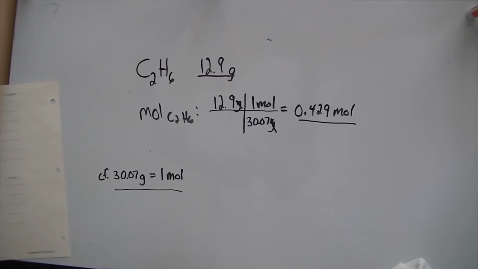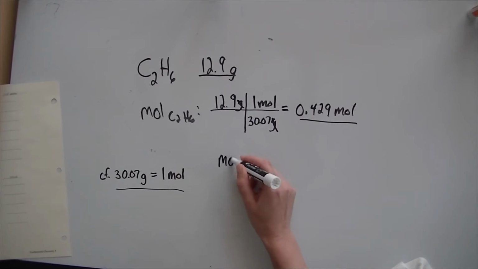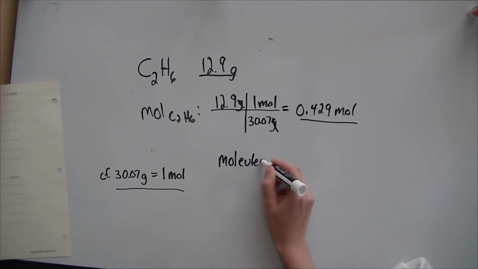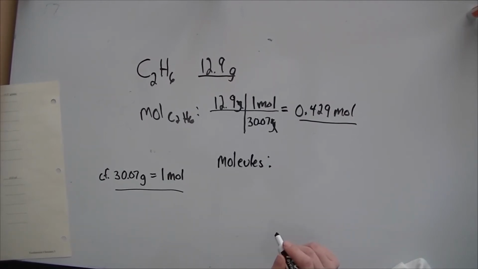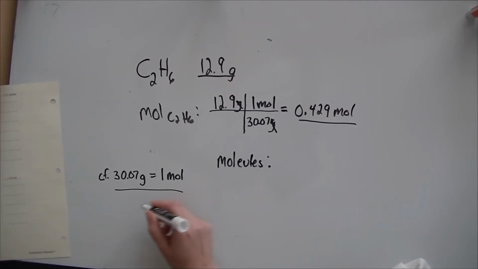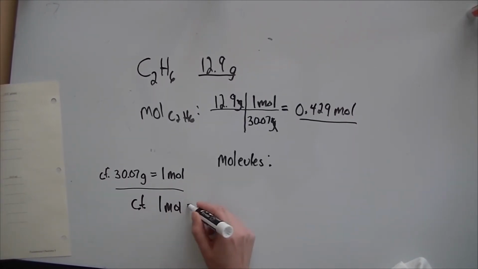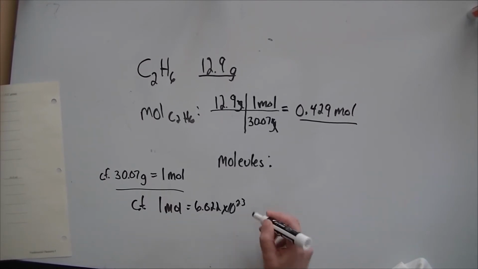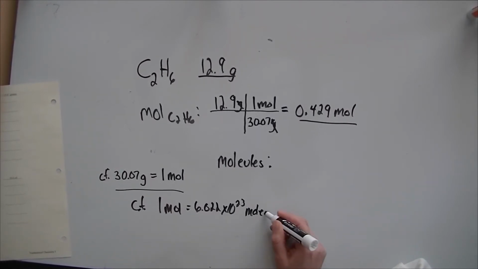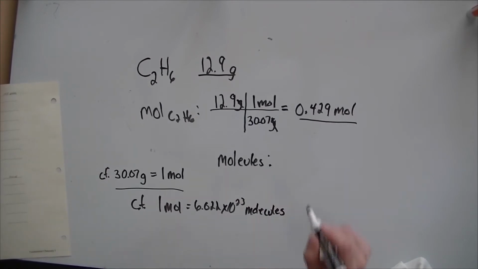Now let's do the next step and calculate molecules. So to calculate molecules, we need another conversion factor, and in this case it's going to be Avogadro's number. So I'm going to write that conversion factor down here. Avogadro's number is 1 mole is equal to 6.022 times 10 to the 23rd. And in this case it's molecules because we are looking at a covalent compound, and so the term entities becomes molecules. See, I spelled that wrong, but you get the point.